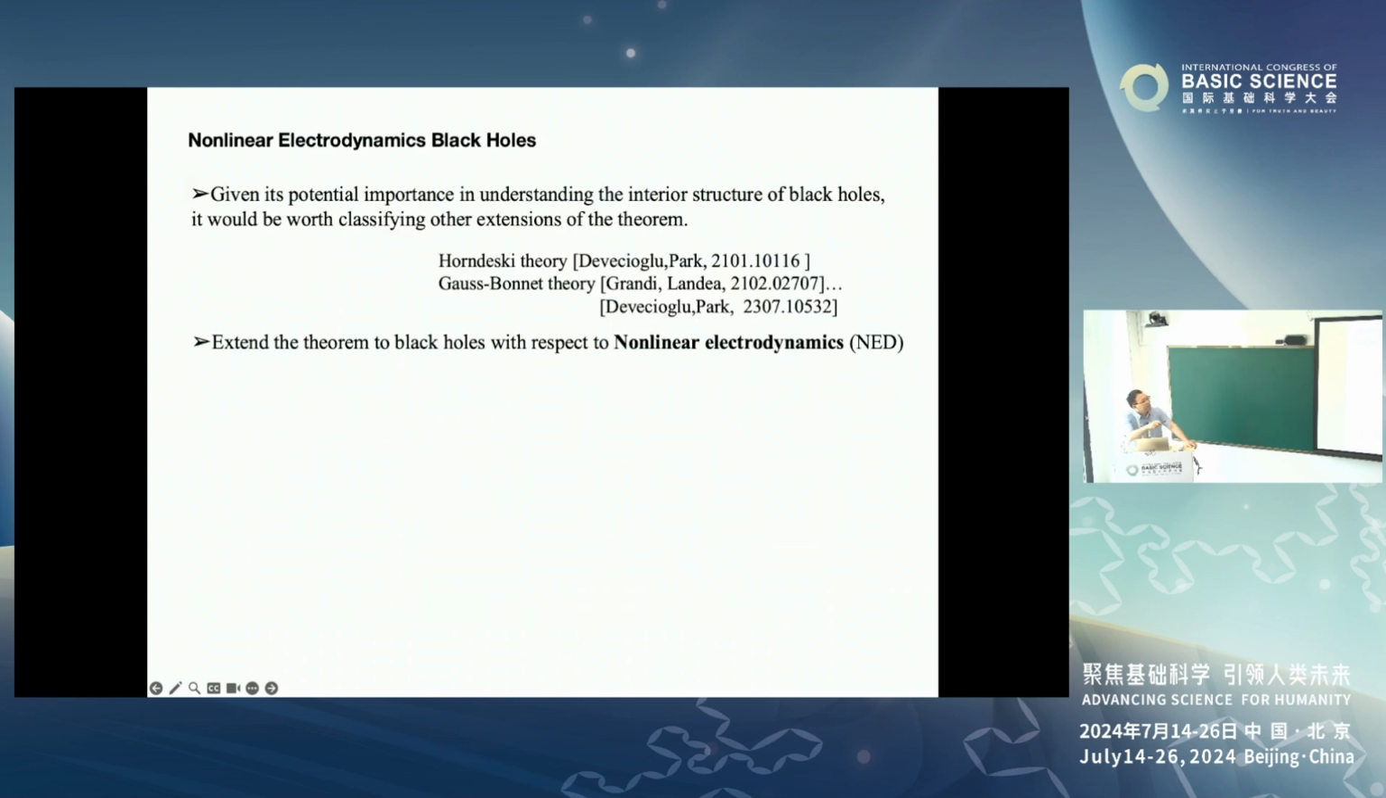Actually, this argument can be generalized to many other cases. For example, people have used this argument to show other no-inner-horizon theorems, like in Horndeski theory and in Gauss-Bonnet theory. And it can also be extended to black holes with nonlinear electrodynamics.